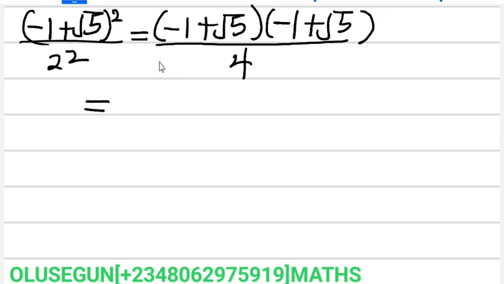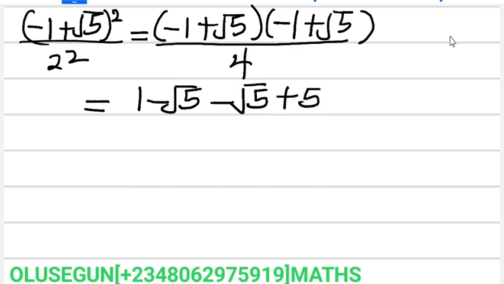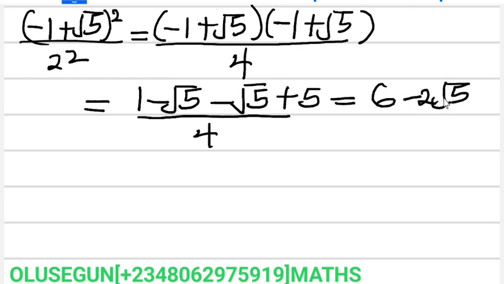So let's expand one by one. Minus 1 times minus 1 will give you plus 1. Minus 1 times plus root 5 will give you minus root 5. Plus root 5 times minus 1 will give you minus root 5. Plus root 5 times plus root 5 will surely give you plus 5, because it will give you square root of 25, which is 5. So all divided by 4. So let's now try to add. This is 1 plus 5, which gives you 6. This will give you minus 2 root 5 over 4.